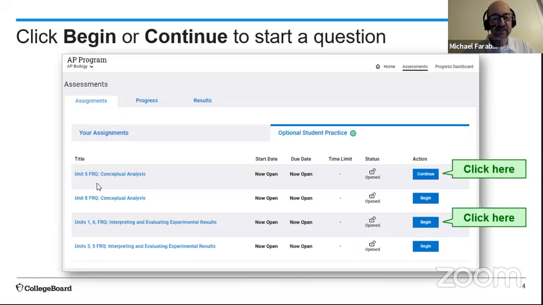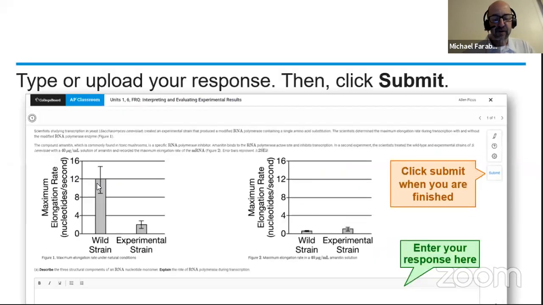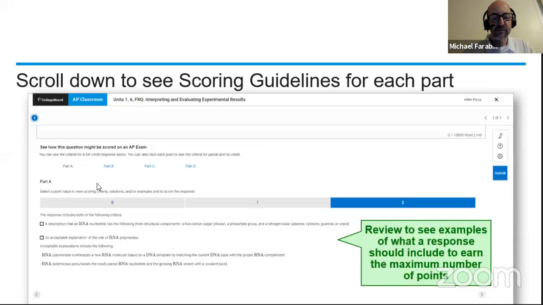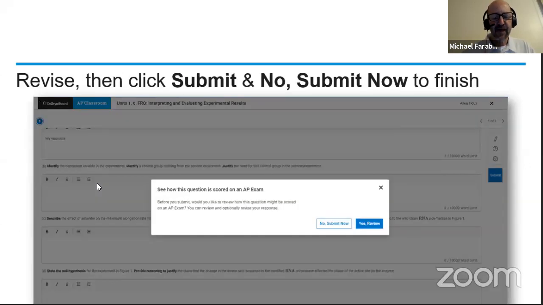So once you start a question and you type in your box there and then hit submit, you can click yes and then say yes review, and it would pop up a scoring guidelines, and you can make sure that you are matching your answer with the official scoring guidelines for various AP free response questions. And then once you submit that, then you can have your teacher take a look at it and get feedback from your teacher.